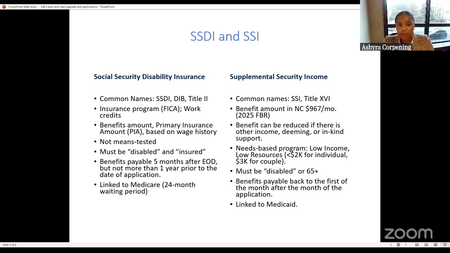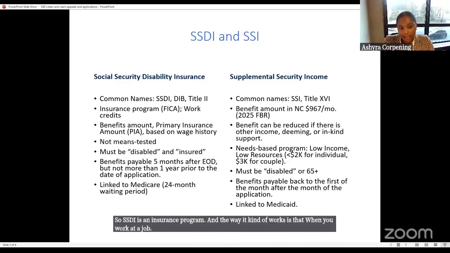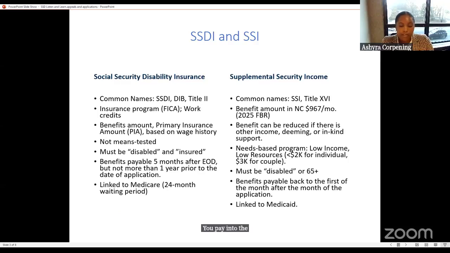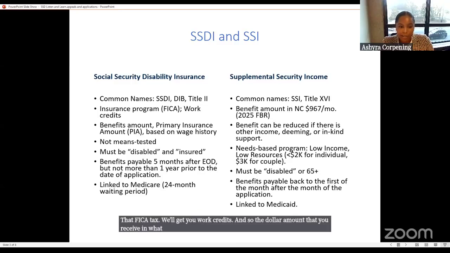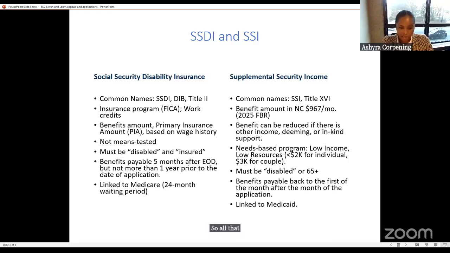So SSDI is an insurance program, and the way it works is that when you work at a job, you pay into the SSDI system via what's called a FICA tax. That FICA tax will get you work credits. And so the dollar amount that you receive, what's called the PIA, or primary insurance amount, is based on a formula using your work history. So all that to say is the benefit amount, or the PIA, is based on your wage history at your job and the work credits that you get.